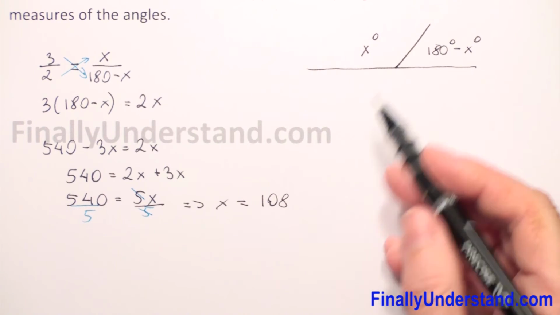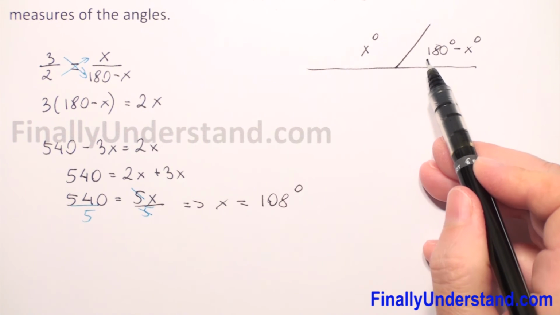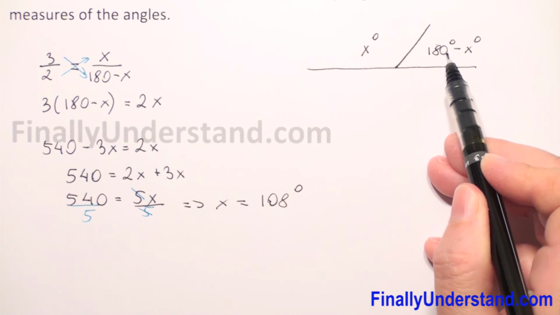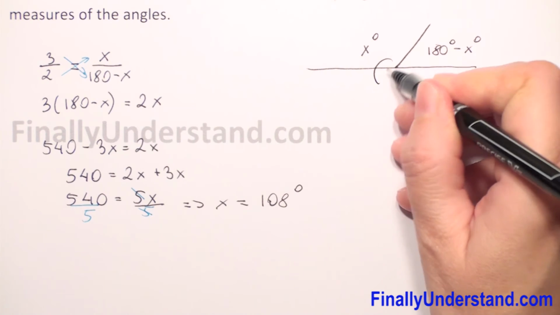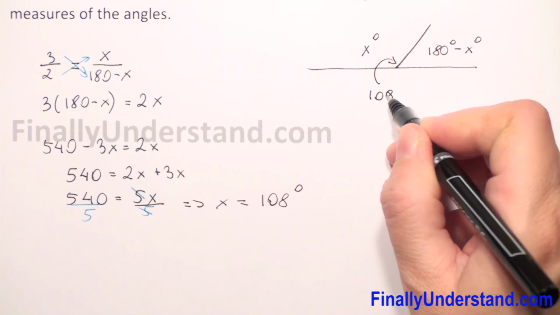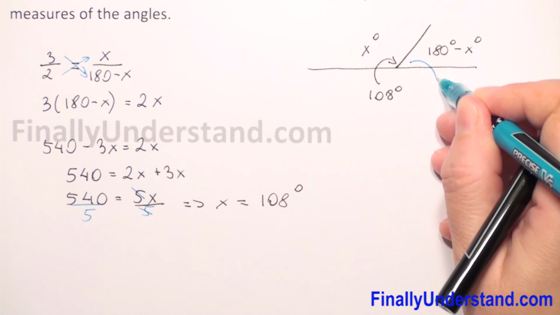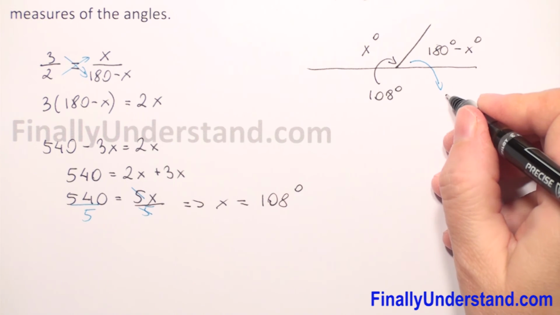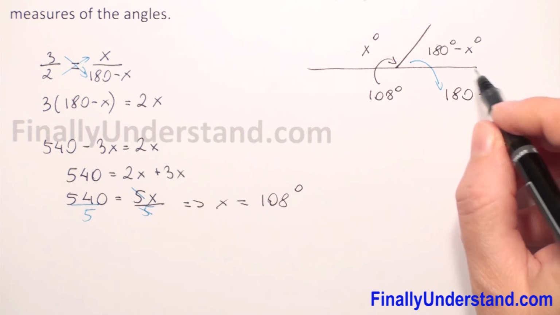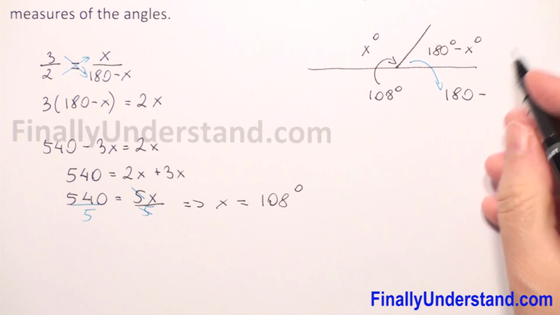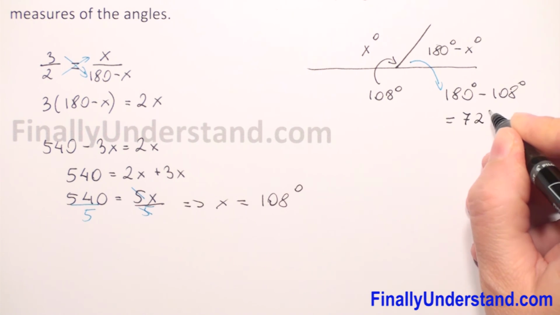This angle x is 108 degrees. So to find the second, we have to subtract 108 degrees from 180 degrees. So this angle is 108 degrees, and now that angle will be 180 minus x, where x is 108 degrees, of course. So this is equal to 72 degrees.